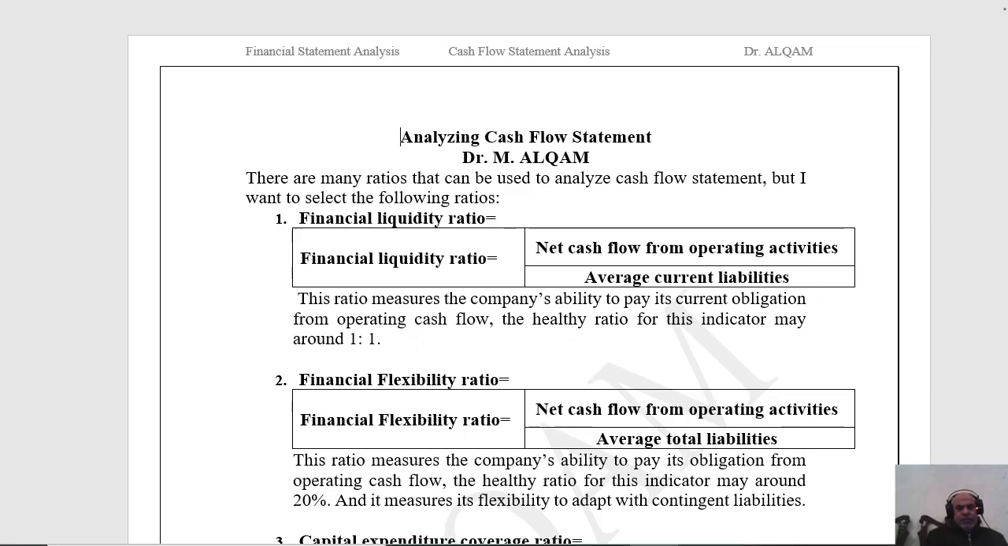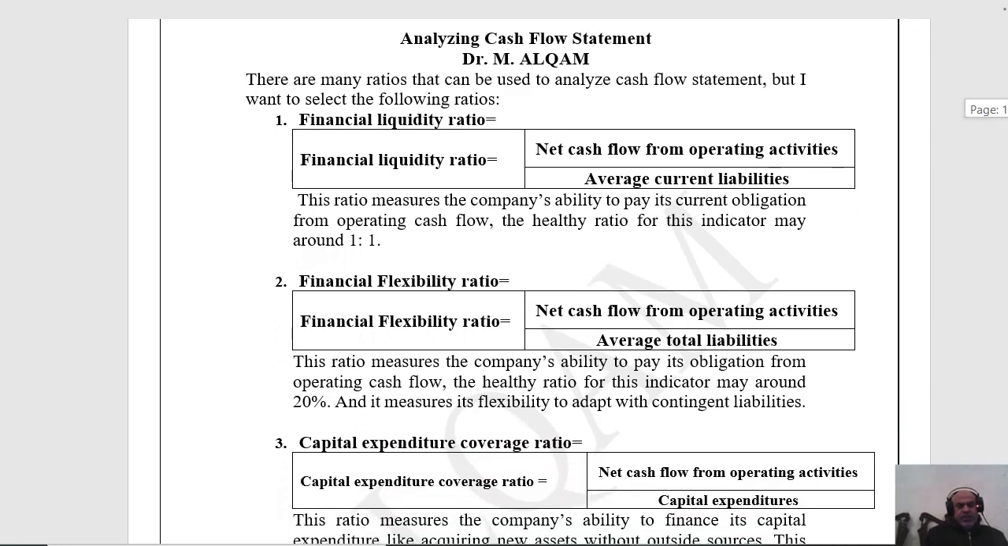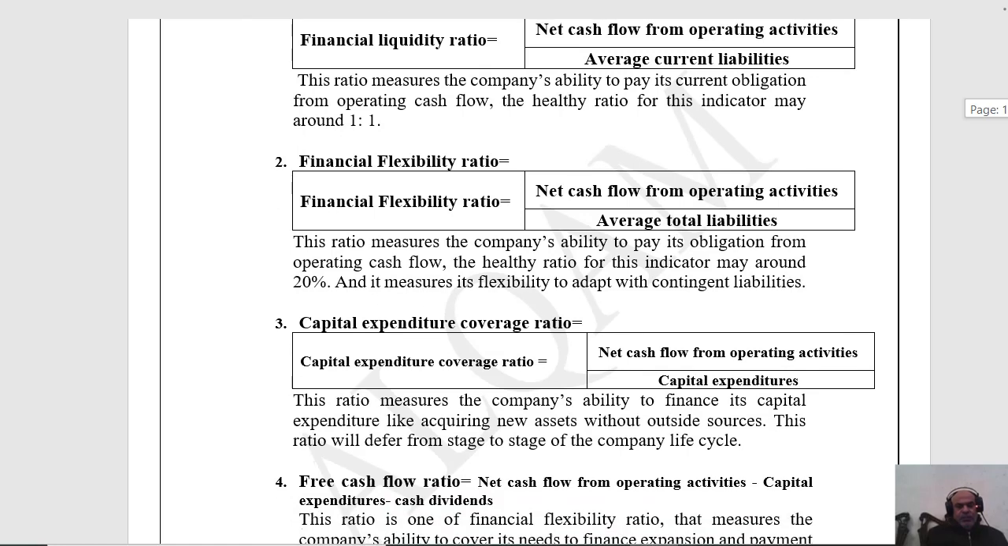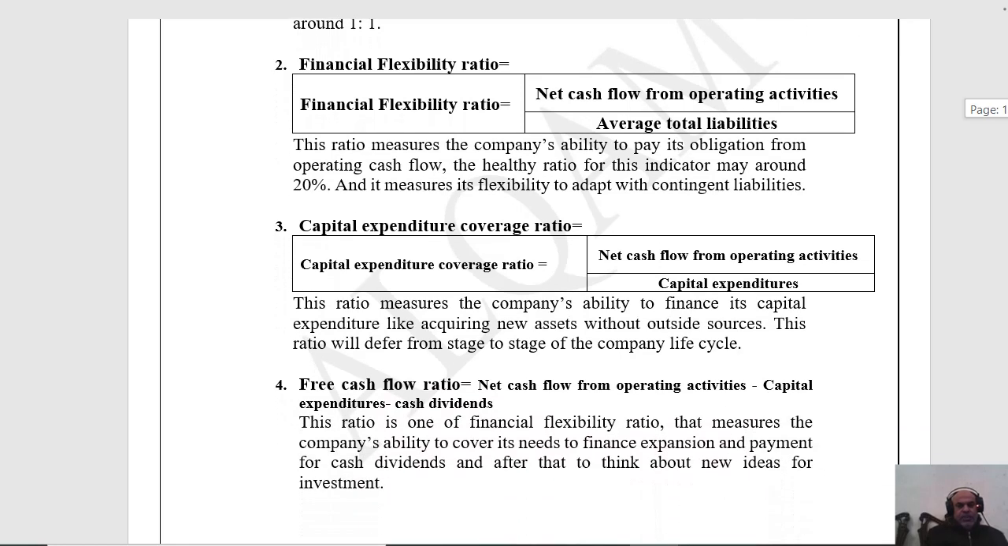The second ratio is the financial flexibility ratio, which also equals net cash flow from operating activities over average total assets. This ratio can also measure flexibility, the flexibility to adapt to contingent liabilities.